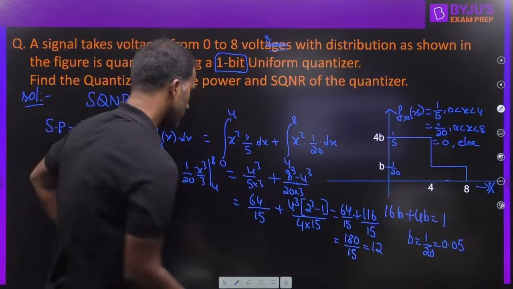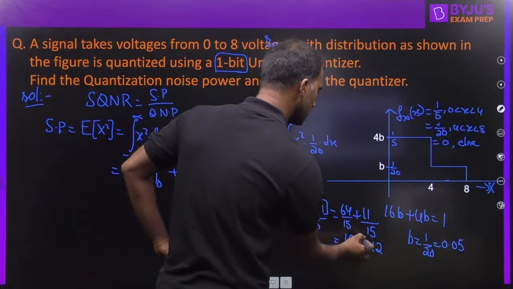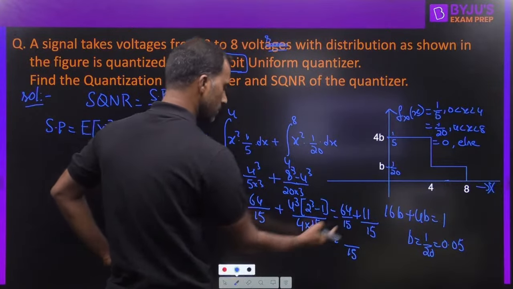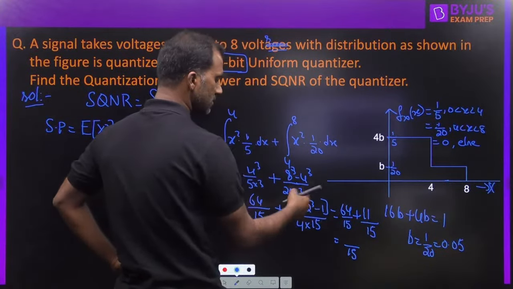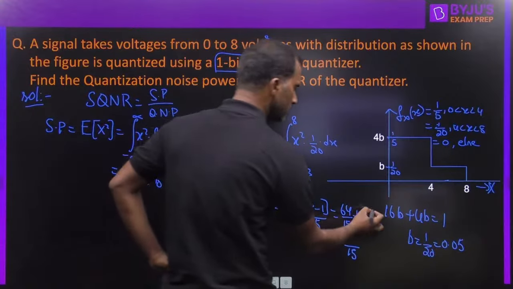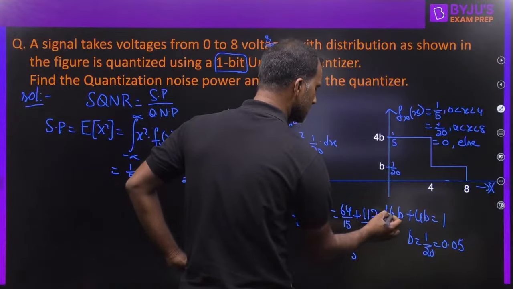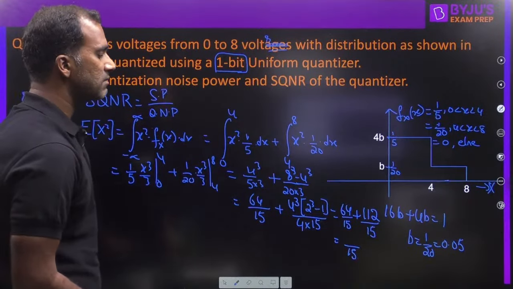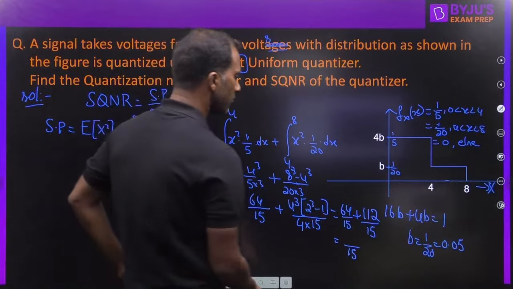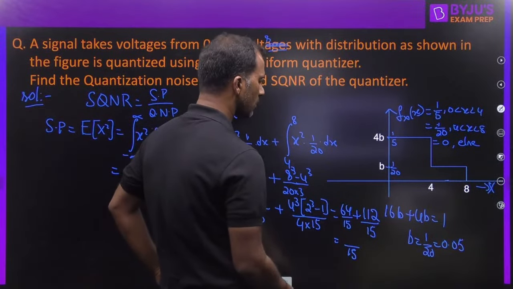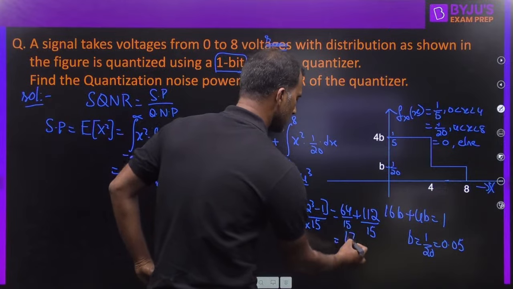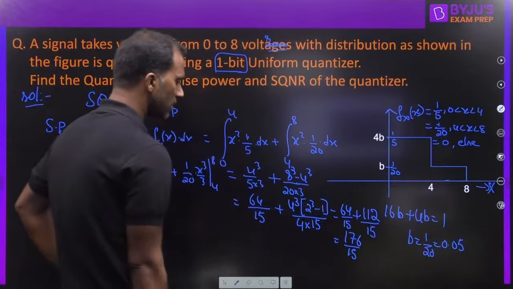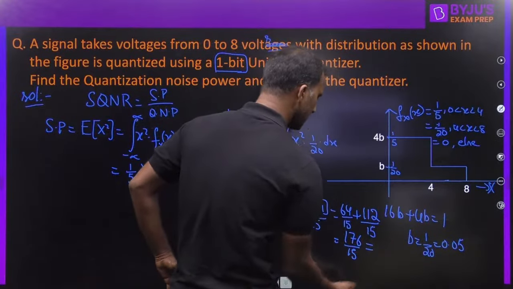Okay, my mistake here. It's not 116, it's 112. 16 sevens, right? This is 7. 16 sevens are 112. I've written it as 116 by mistake. 16 sixes are 96. 16 sevens are 112. Yes. So 64 plus 112 is 176. 176 by 15. Yes, we can leave it like that, or we can also simplify.